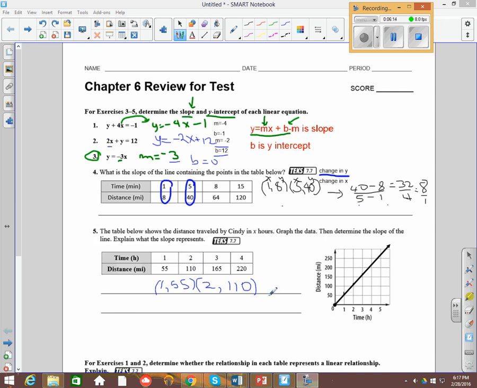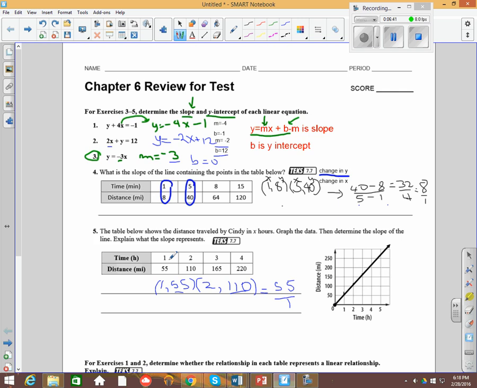To find the slope, remember we can subtract the change in our y's on the numerator at the top, over the change in x. So if we subtract 110 minus 55, we get 55. And if we subtract 2 minus 1, we get 1. So the change is 55 over 1.